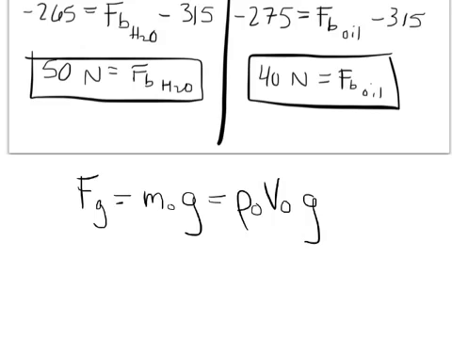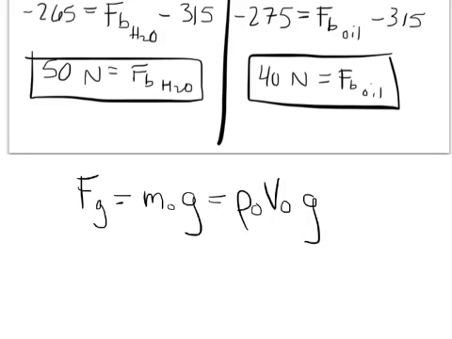Okay? That's what we know. We know the weight of the object. That's easy. We have that already, 315. We don't know the volume of the object. We want to know the density of the object, so we need to get the volume of the object.